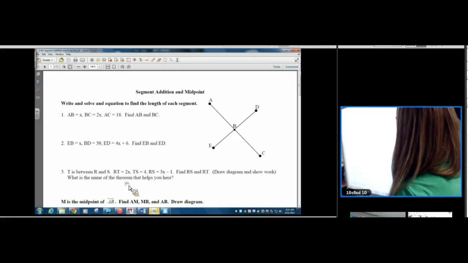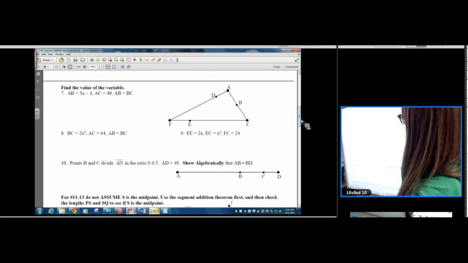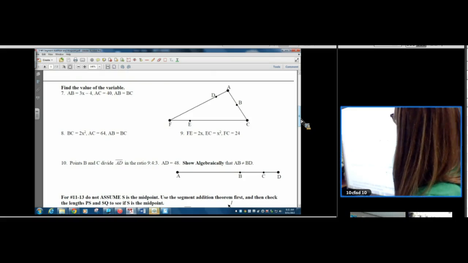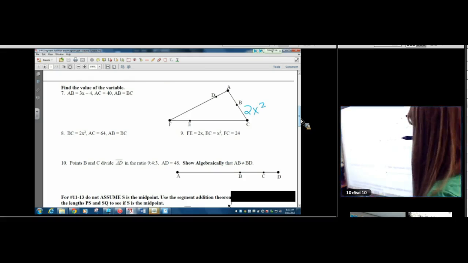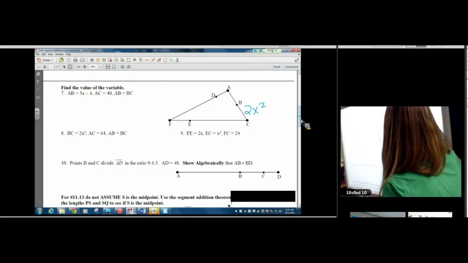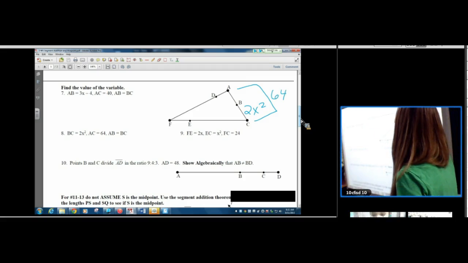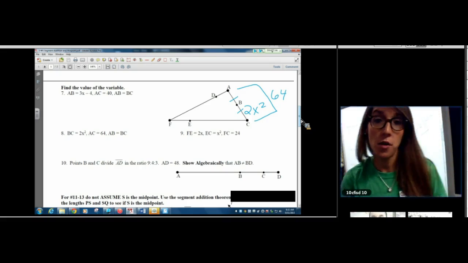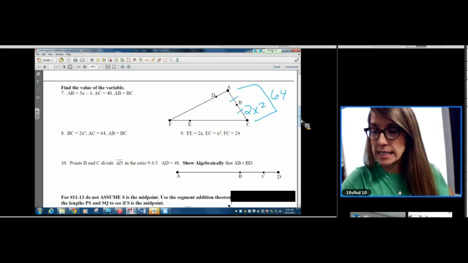We're starting with number 8. Find the value of the variable. We are given BC, 2x squared. We're given AC. It is 64. Oh, and then we're told that AB equals BC. So by the definition of midpoint, we know that B is now a midpoint.